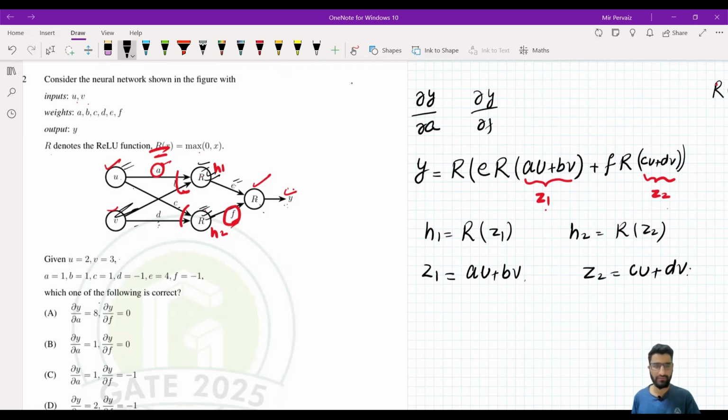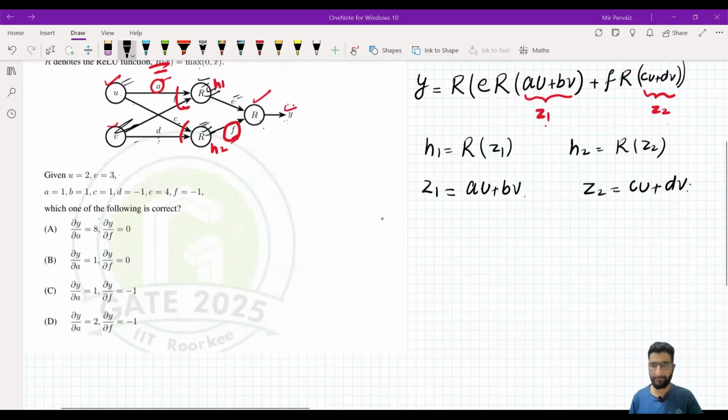Now we first try to understand what's happening in the forward pass. Let's calculate these values. The value of Z1 is AU plus BV. A is 1, U is 2, so this is 1 times 2, plus B is 1 and V is 3, so this is 5.